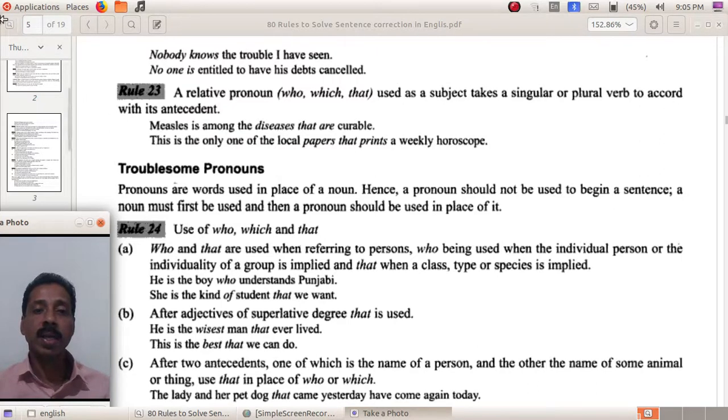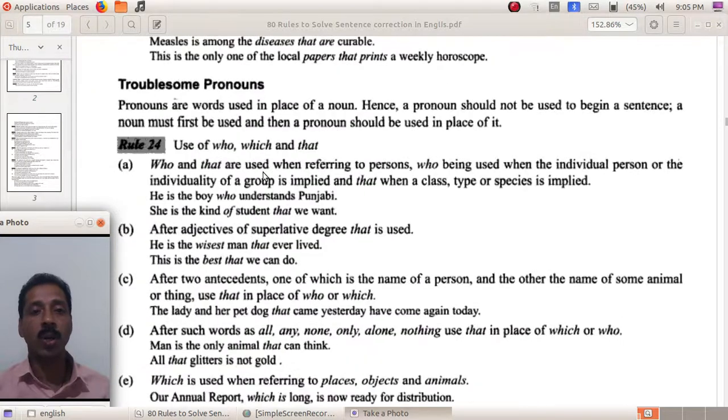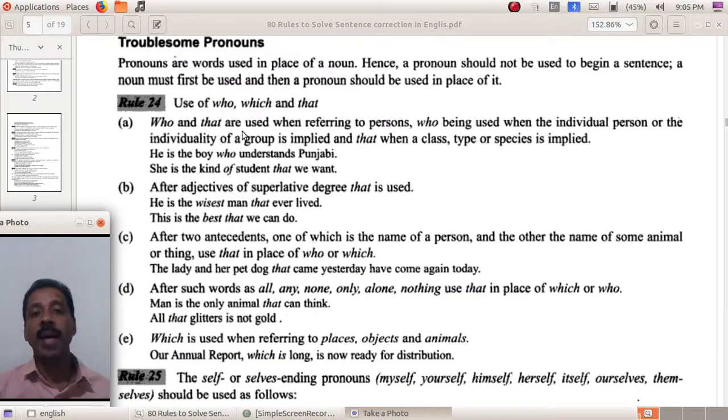Then next are the troublesome pronouns. See, who and that are used when referring to persons. Who is used when the individual person or the individuality of a group is implied, and that when a class, type or species is implied. What's the meaning of that? While we refer to persons, we can use who and that. Who, if we are giving importance to the individuality. That, if we are giving importance to class or type.